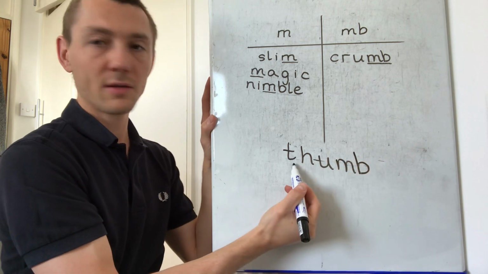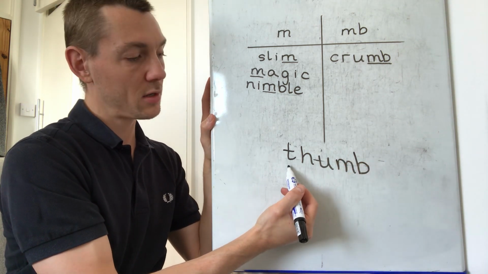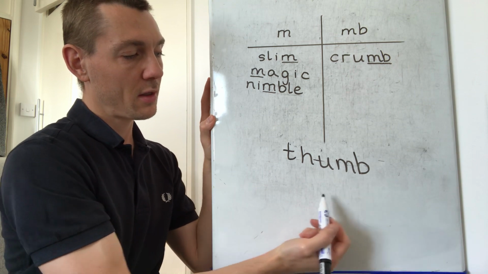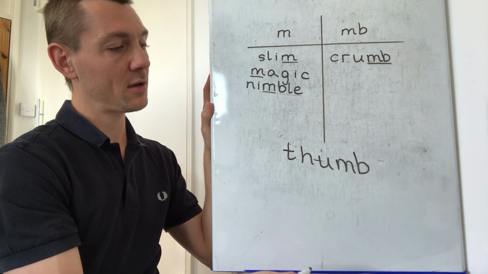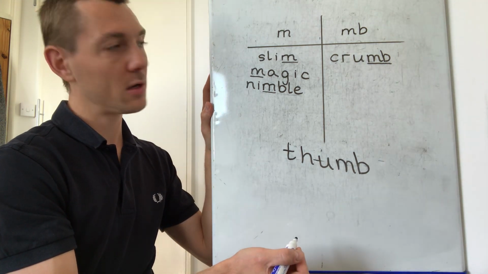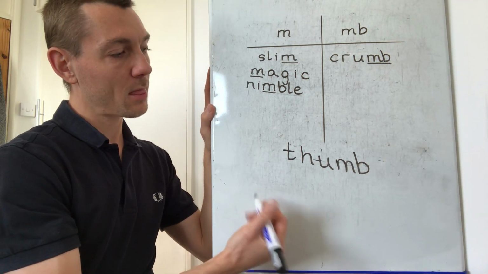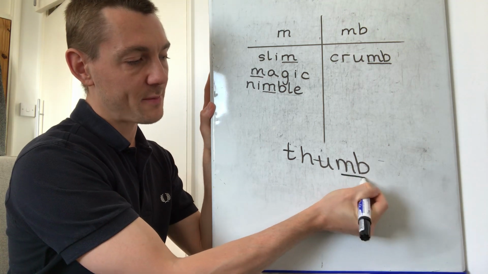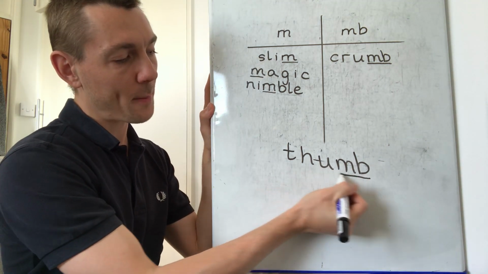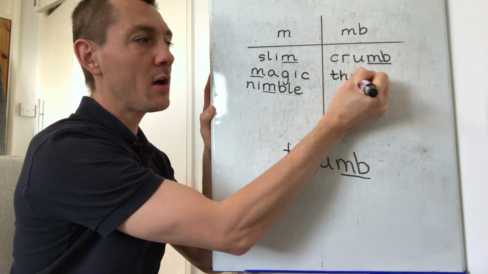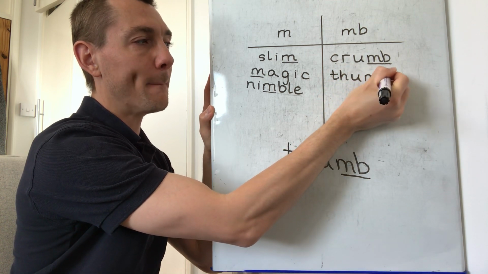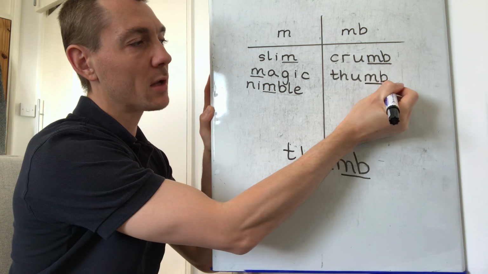So let's have another word. The word is 1, 2, 3. Thumb. Good. Okay, where should that be written? Thumb. Yeah, this is the sound. Thumb. We can write it thumb.